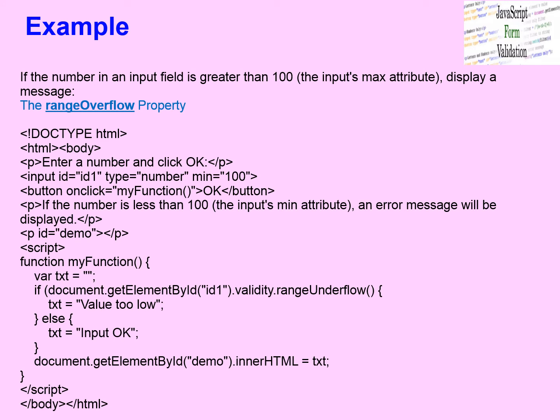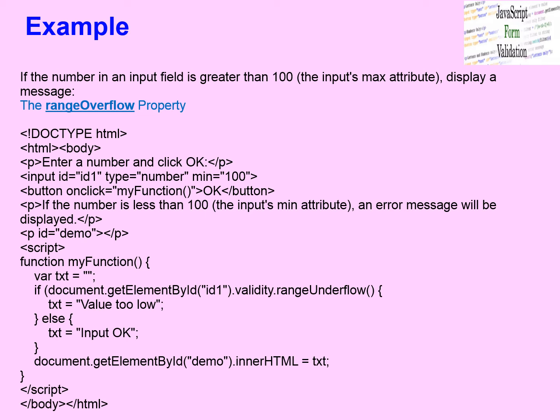Now you can see an example. If the number in an input field is greater than 100, that is the input's maximum attribute, it would display a message. And here in this particular example, we are using the range overflow property. We'll have a look at the corresponding code.